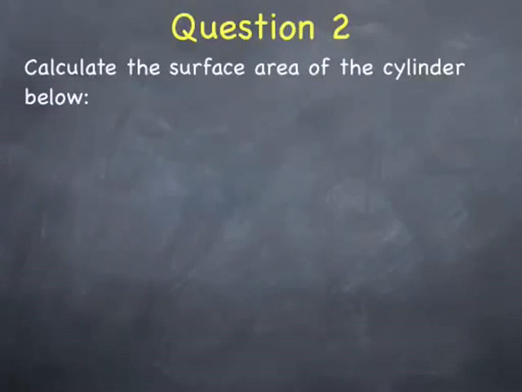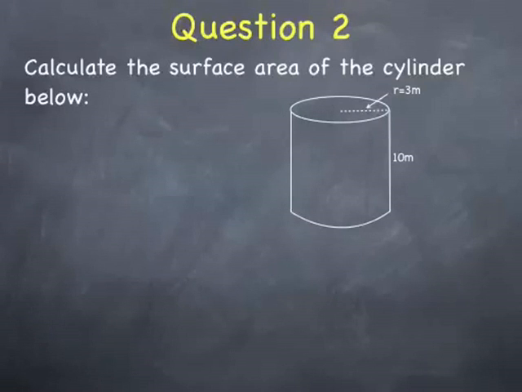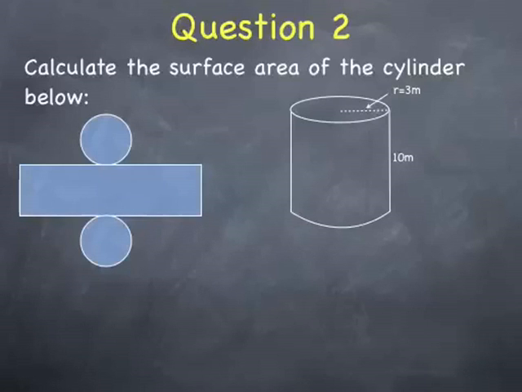Okay, question 2. Calculate the surface area of the cylinder below. There it is. You've only got 2 numbers, but that's all you need. Draw the net, work it out, so press pause now and play when you're done. Okay, there's the net of a cylinder. You've got 2 circles, like a lid, and right down the bottom, a base, and then in between, the curved area can be unraveled to become a rectangle. It's important you understand that.